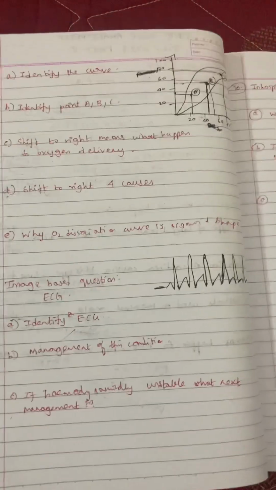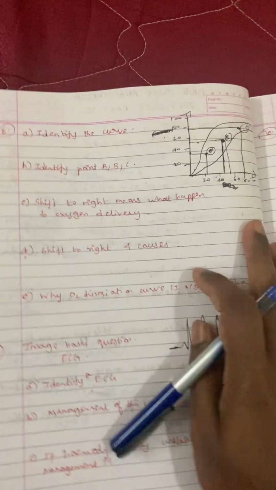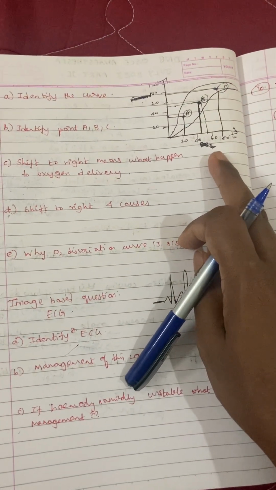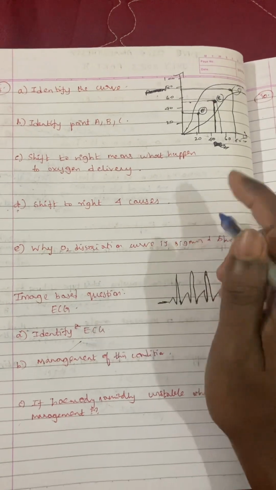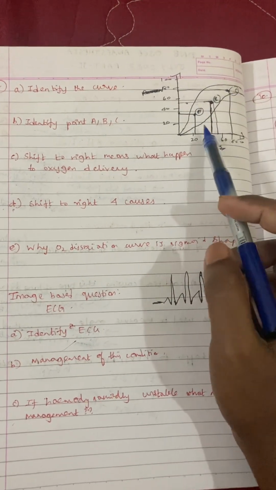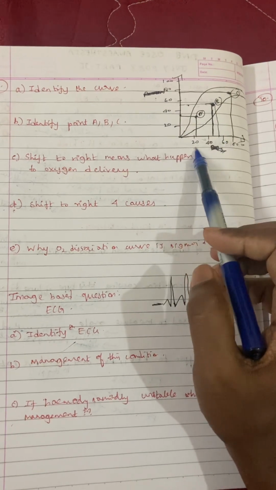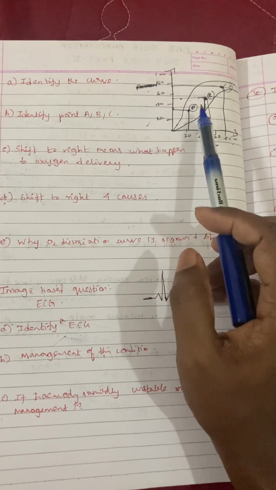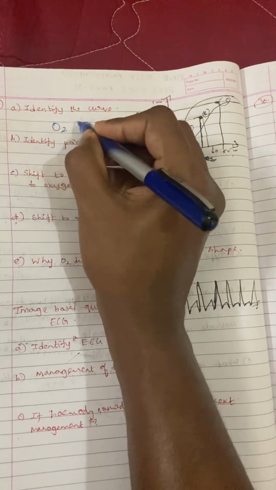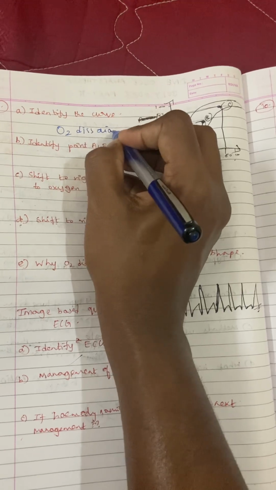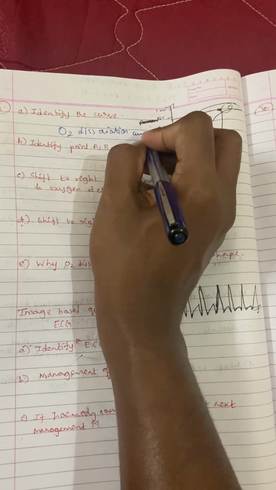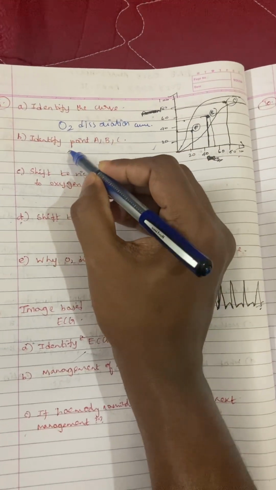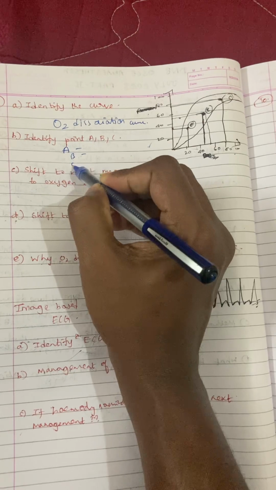Coming to the next question, they ask to identify the curve. They have just mentioned 20, 40, 60, and it is a sigmoid-shaped curve. It denotes PO2 on the x-axis and percentage of oxygen saturation on the y-axis. So this is an oxygen dissociation curve. Even if you have any doubt regarding the curve, just see the next questions and you will be able to identify it. Points A, B, C denote what?